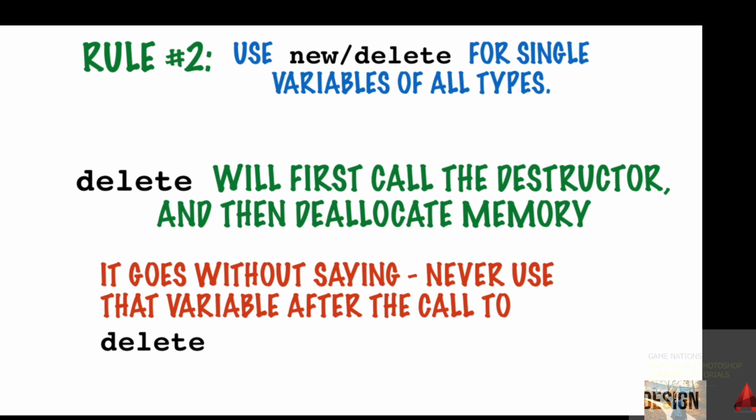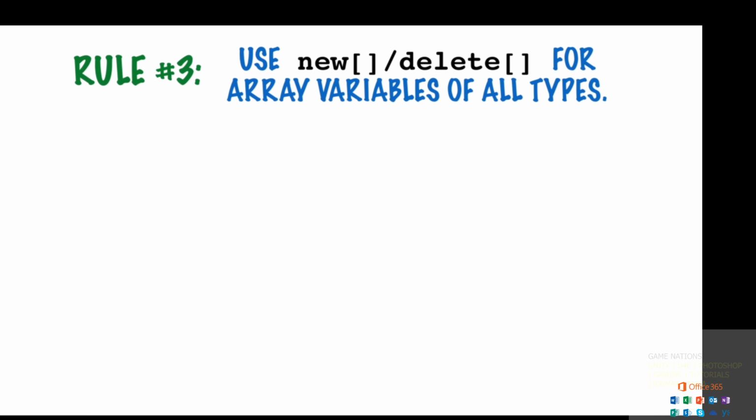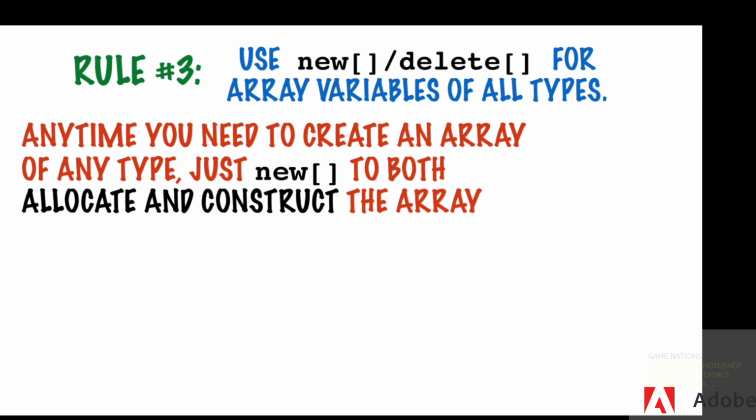On to rule number 3. So far we've spoken about new and delete. Rule number 3 speaks about new with square brackets and delete with square brackets. This is used exclusively for array variables, no matter what the type of the array. The array can be a simple data type like integers, floats, doubles, and chars, or it can be a data type which is user defined, that is, classes. Whether it's arrays of simple data types or arrays of classes, use new with square brackets and delete with square brackets to allocate and deallocate memory for it.